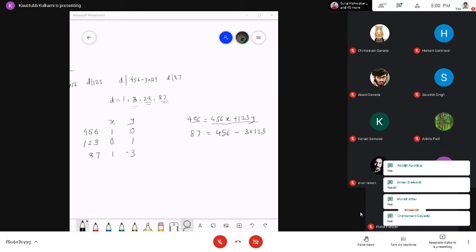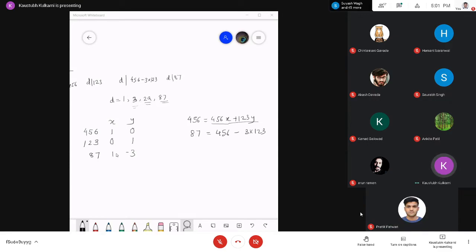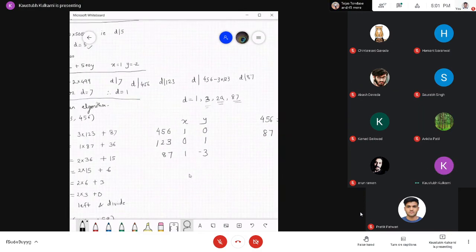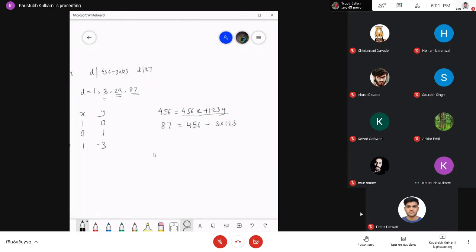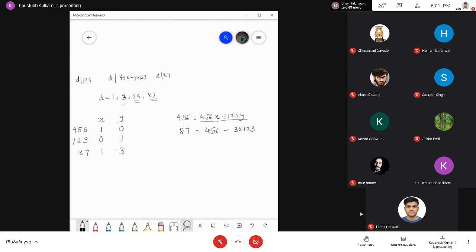Then, this tells us that 87 is 456 into 1 plus 123 into minus 3, x and y. Now move to the second row of the calculation. 123 is 1 into 87 plus 36. Now we can write this as 36 is 123 minus 1 into 87.